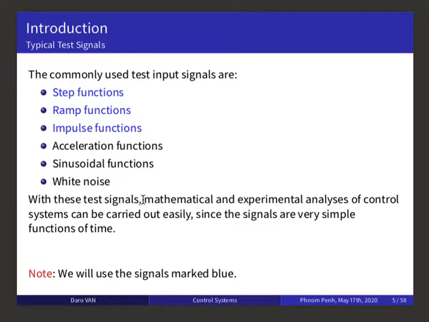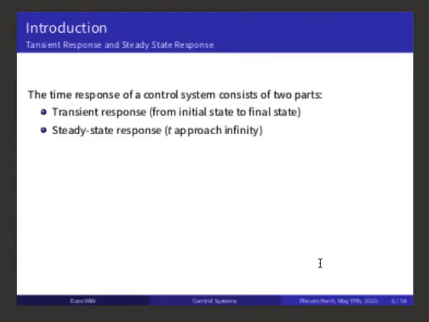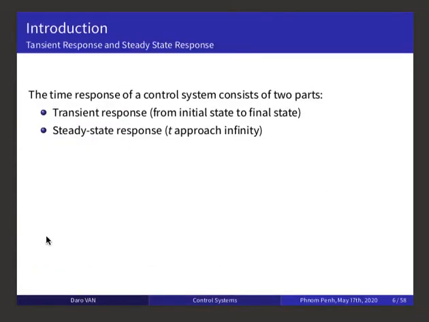With these test signals, mathematical and experimental analysis of the control system can be carried out easily, since the signals are very simple functions of time. Note that we will use the signals marked blue, basically just the step function, ramp function, and impulse function in these lectures. Okay, let's move to the next slide.